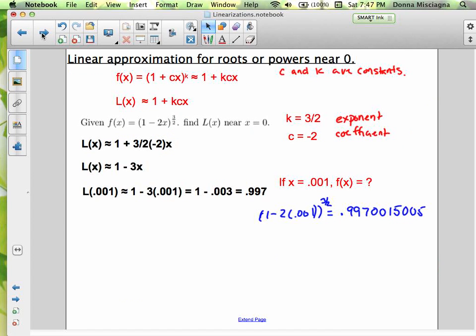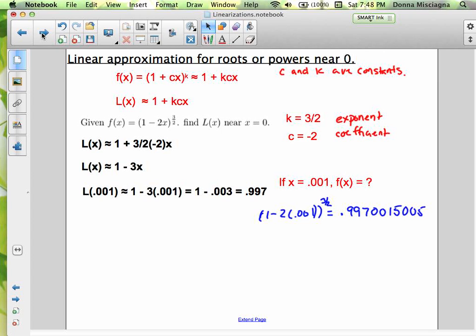Now, this is really, really easy, and it's a slightly different formula. It's linear approximation for roots or powers near 0. And it has to always follow the same thing. It's going to be where you've got something that's near 0. And so we're doing approximation for a value near 0. So your x naught is going to be 0.